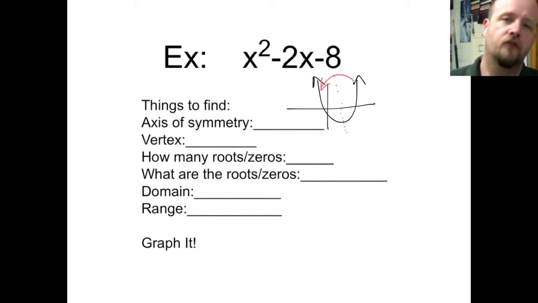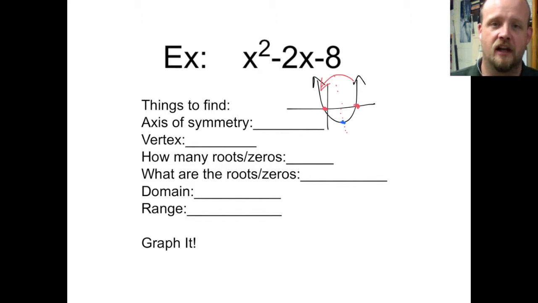When we're talking about our vertex, what we're looking for is that little point right at the very bottom or top of your parabola, again in the center of the graph. That's the minimum if it's at the bottom or the maximum if it's at the top. It is also a turning point in the graph where the slope changes from negative to positive or positive to negative.